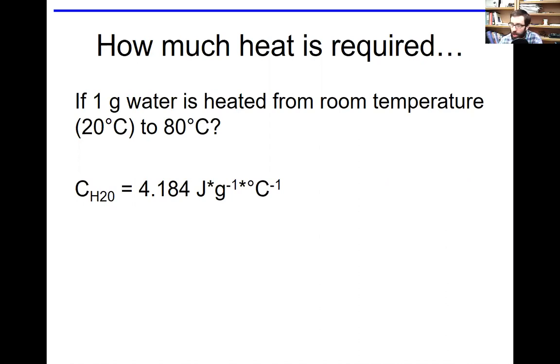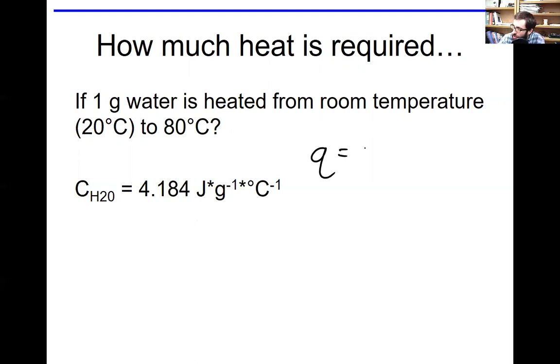So remember, a while ago, we did problems with calorimetry, right? And I want to remind you how to do this. We're just going to do a practice problem here. If 1 gram of water is heated from room temperature, 20 degrees C, to 80 degrees C, and you're given the specific heat of water, how much heat is required to do that?